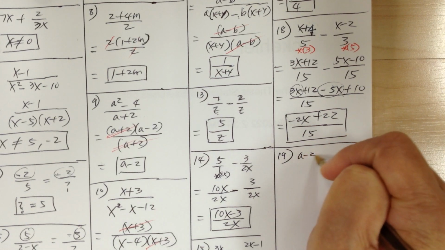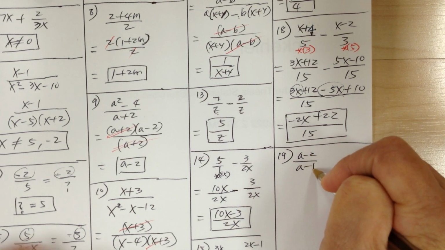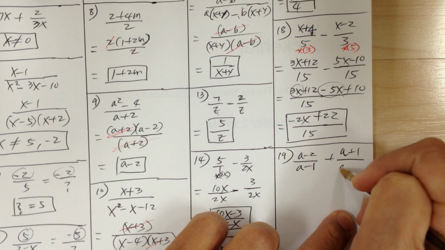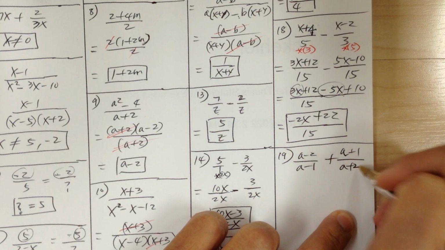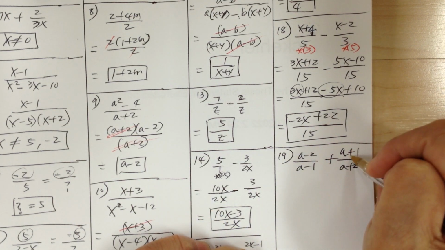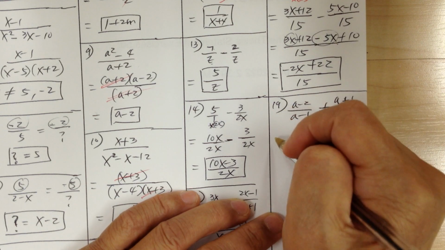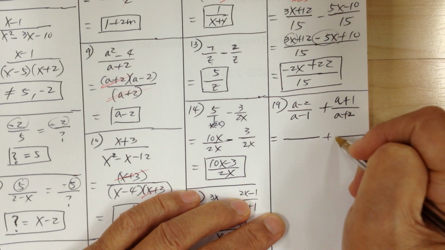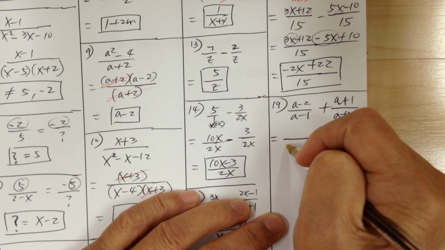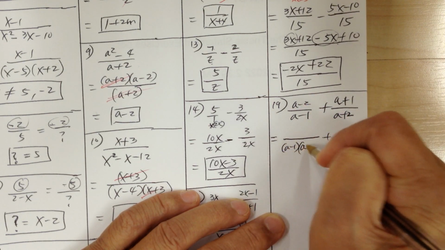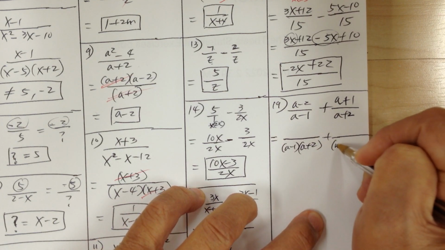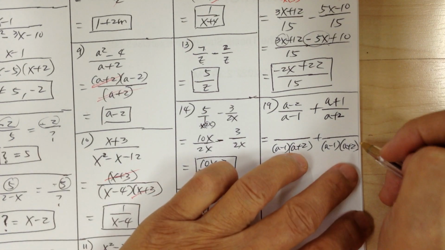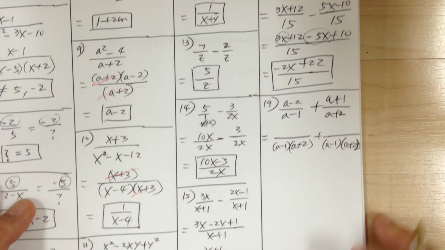You have a minus 2, a minus 1, plus a plus 1 over a plus 2. So again, you're adding fractions, so you need to have a common denominator. Right now, they are different denominators, so you need to get your common denominator ready. So your common denominator would be a minus 1, a plus 2. So get your common denominator ready before you do the top.